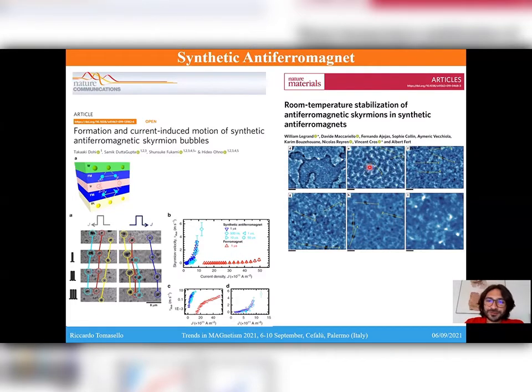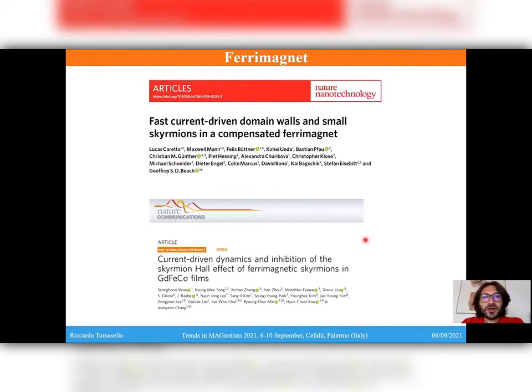Maybe a solution can be this different system proposed by the group of Professor Fert, where they still observed the SAF Skyrmions as we see here, but we are still waiting for the current-driven dynamics. Another strategy can be the use of ferrimagnets, but we won't focus on this for this talk.